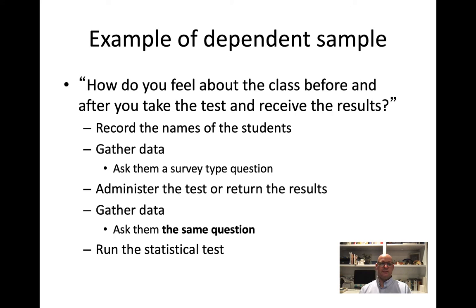So what I would do is I'd record the name of the students, I'd gather this data in some sort of survey, I'd administer the test or return the test results, and then I'd gather the data by asking them the exact same question, and then I'd run the test. And it's funny, if they think they did well, they think they like the class more. And if they think that the test was really hard, they don't like the class as much. But what we're doing is we're pairing an observation from before with an observation after. Here's what that would look like.